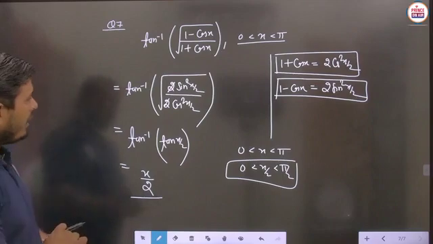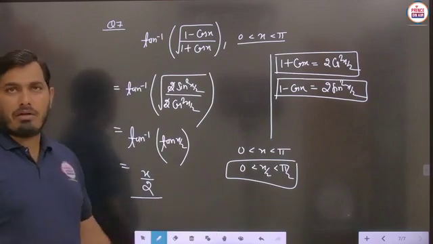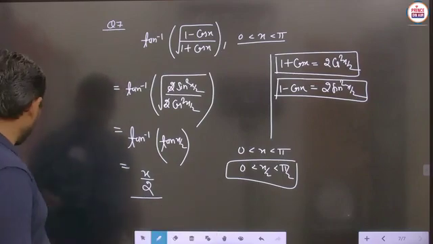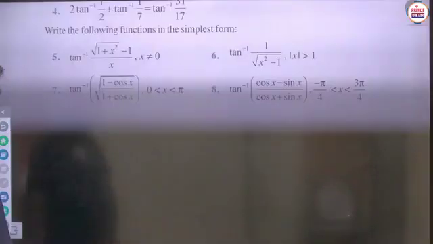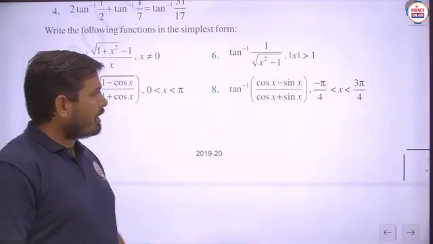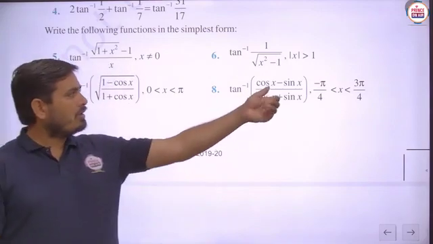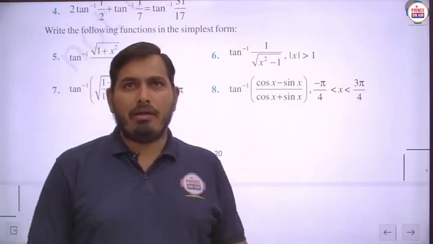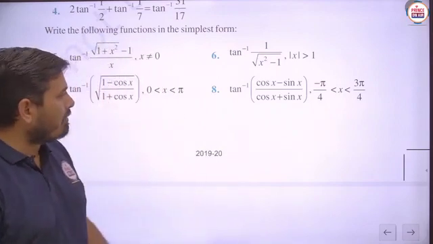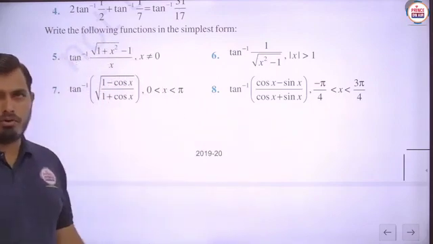Next, question number 8 we will take, but before that you have to pause the video to note it down. Next question number 8 you can check here. Again in this question number 8, tan inverse of cos x minus sin x upon cos x plus sin x, and this x is given from minus pi by 4 to 3 pi by 4, no problem.